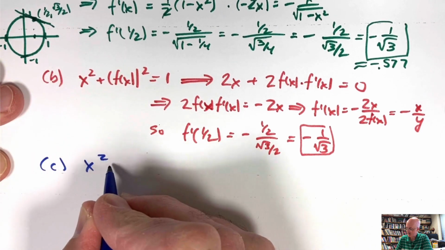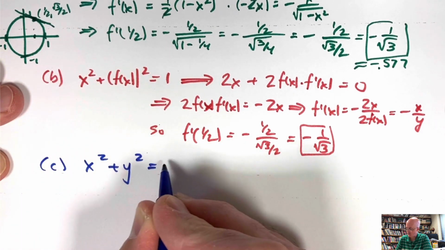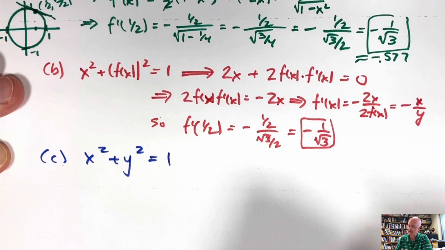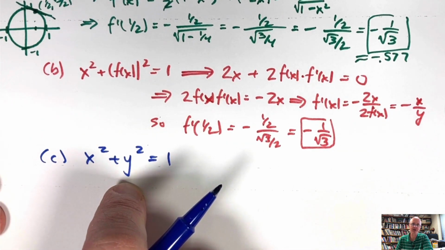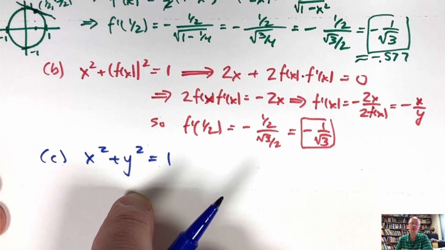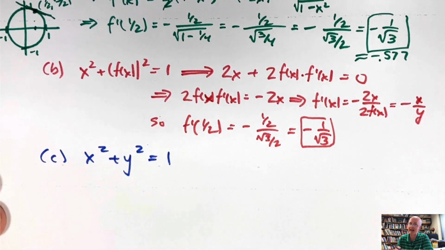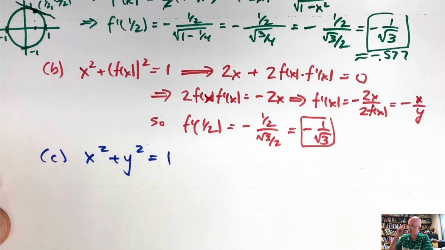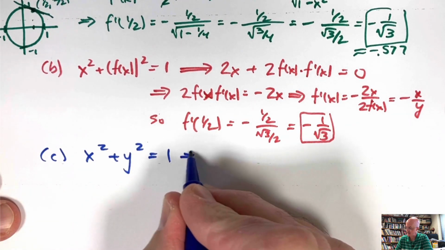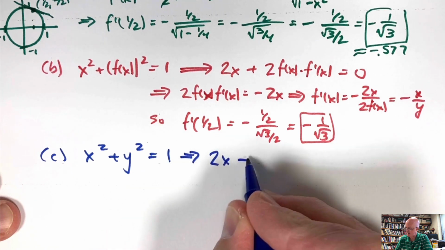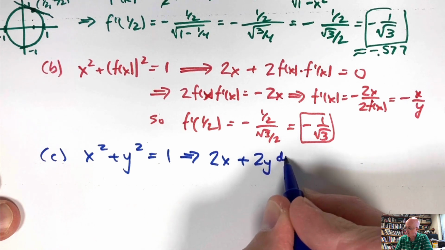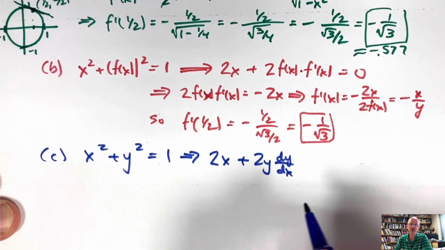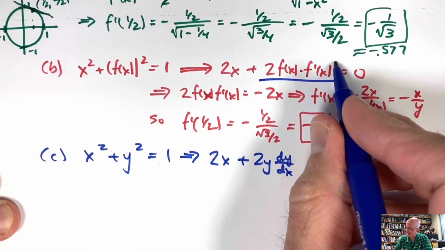I'm not even going to bother replacing y with f of x as I did in part B. I'm just going to look at this and in my mind say y is a function of x. And when I differentiate this with respect to x, the derivative of y squared is not 0 because y depends on x in my mind. Okay, that's really important. Now I differentiate this with respect to x, 2x plus, not 0, but 2y dy dx. I used the chain rule.